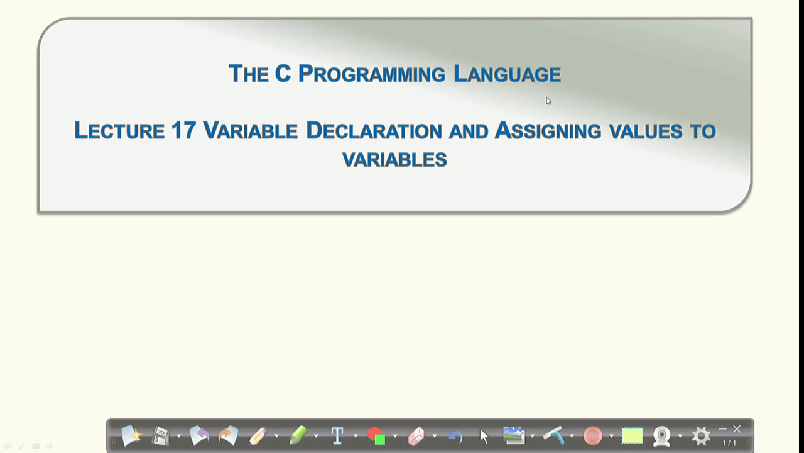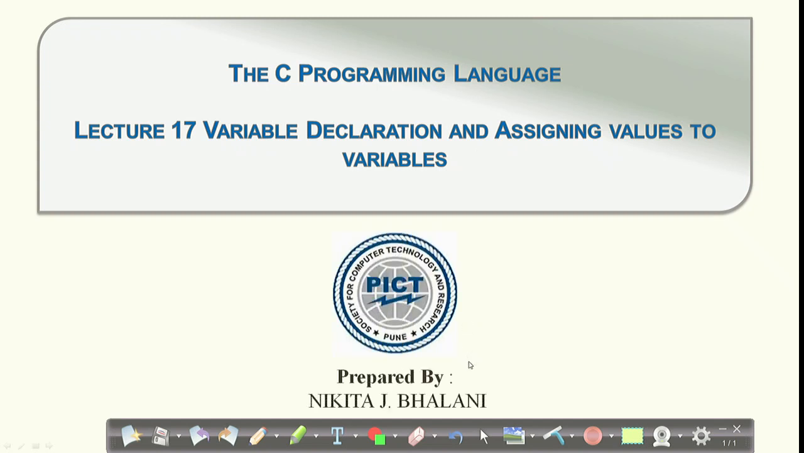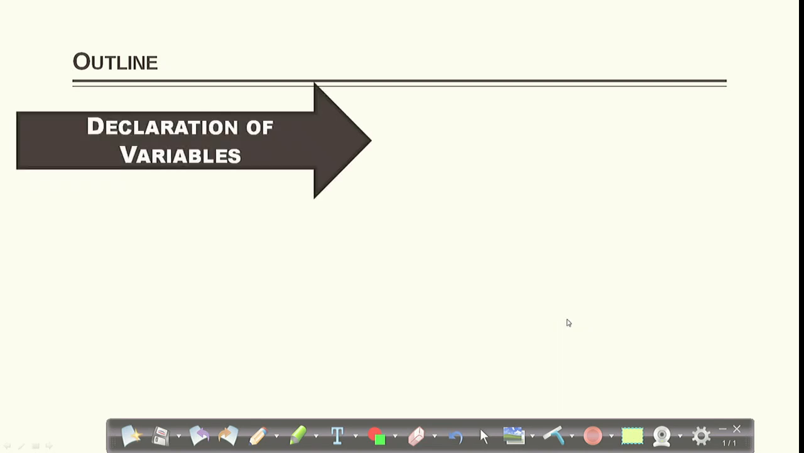programming language. This is our 17th lecture in which we will discuss the variable declaration and assigning a value to that variable. So in a previous lecture we had seen the variable and the values, and what the difference is between variable and value, and we had also discussed there are some rules to decide the name of your variable. So within this lecture, first we will see the syntax for declaring the variable.